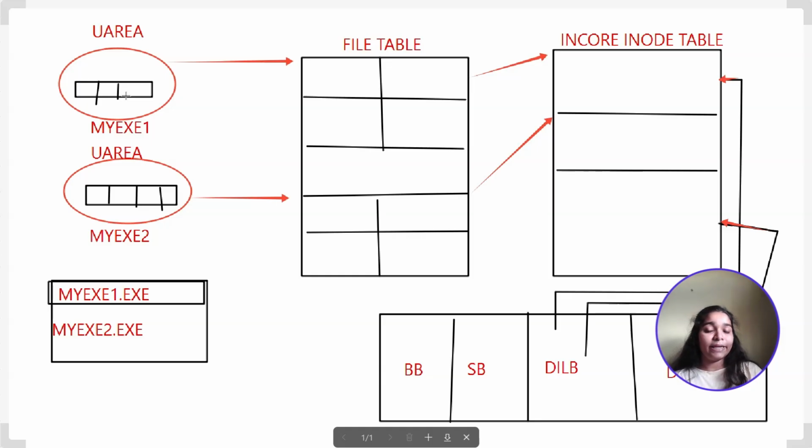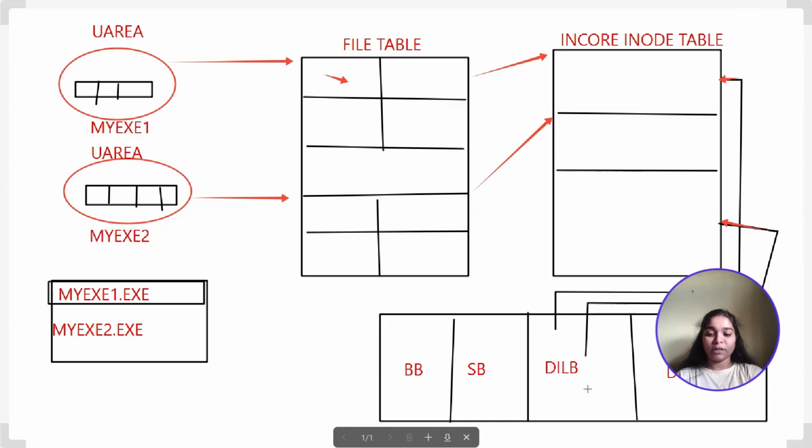Then the file table is a table which holds the information of the file. The file table consists of four things. Here I created four groups, and the four things are: first the mode in which the file gets opened, second the offset of the file, and then the pointer to the IIT, that is the in-core inode table. The in-core inode table is the table where the actual information of the file gets stored.